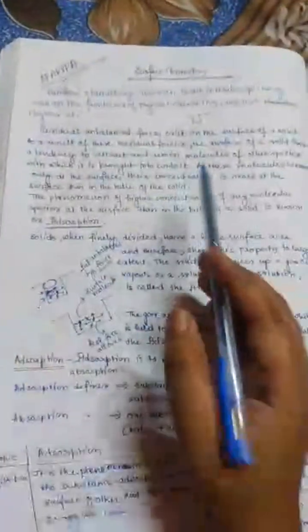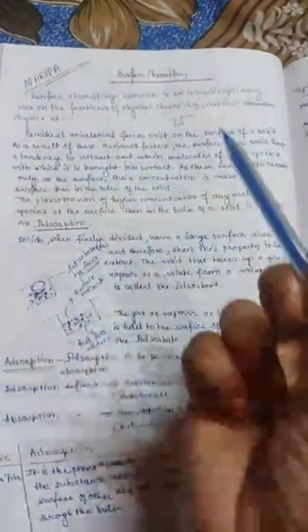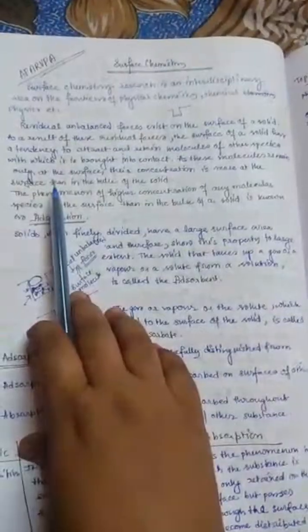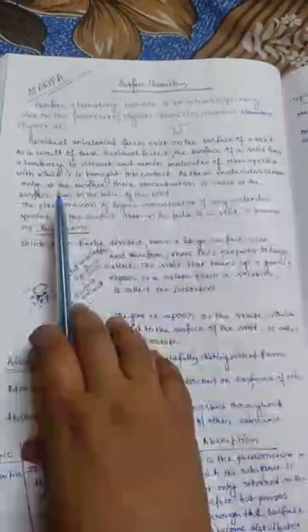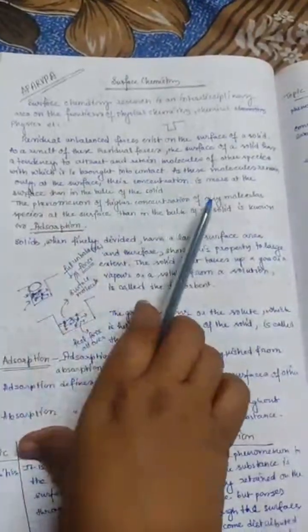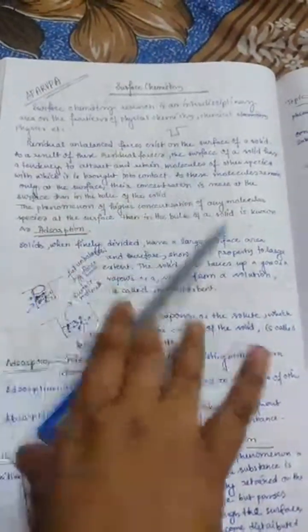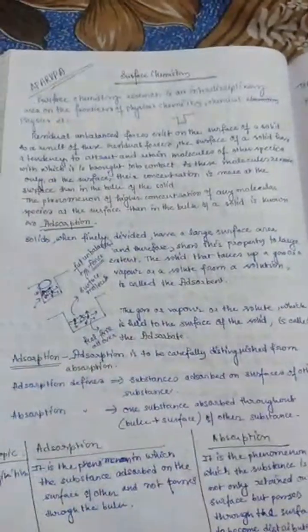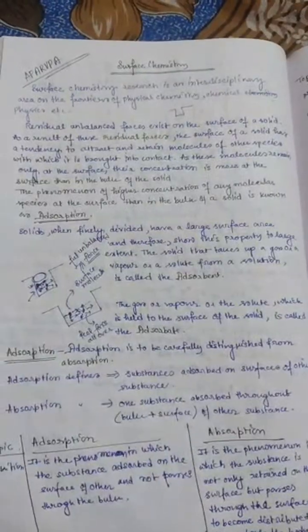I will say the question later. So the surface of a solid has a tendency to attract, the molecules show a tendency to be attracted toward that surface, the molecules of other species with which it is brought into contact. As these molecules are only at the surface, their concentration is more at the surface than in the bulk of the solid. So because of this ability of the surface to attract molecules, molecules are more attracted at the surface than the bulk.